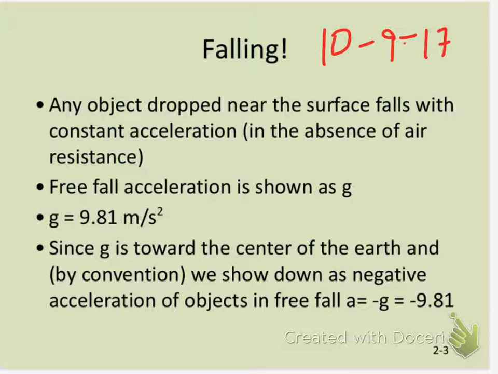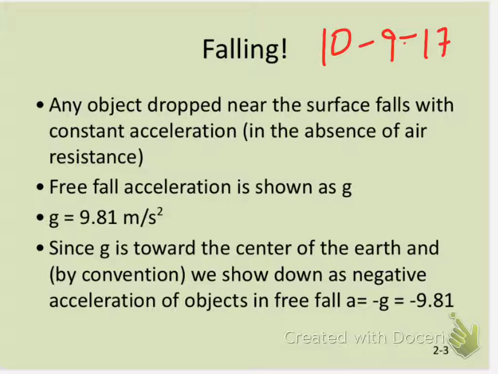If it is falling within the atmosphere, it falls with a constant acceleration known as g, and it is 9.81 meters per second squared. Now, that's not the real number, obviously. I think it goes to 9.812 something. I forget all the digits. But we typically use 9.81 meters per second squared as our approximation.